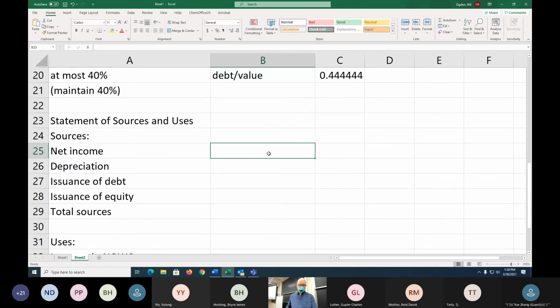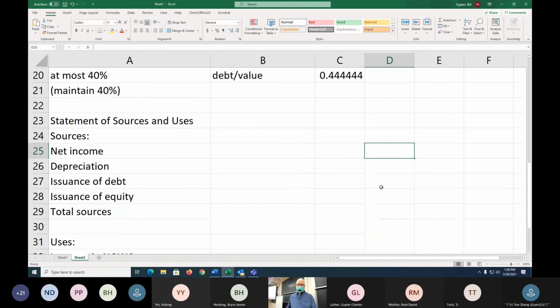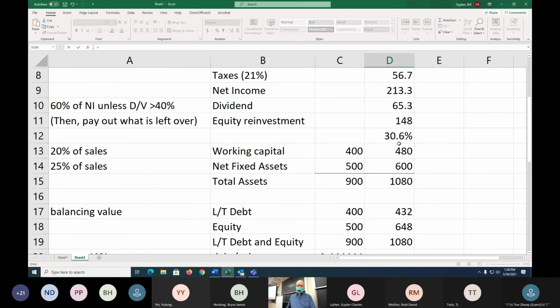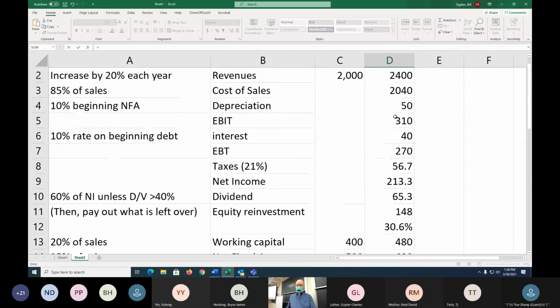Sources, net income. Let's go right over here so we match the year. I guess it'd be here, wouldn't it? Where are we at? Yeah, it'd be right here. Equals net income. Let's go up and get it. 213, looks good. Depreciation would be the 50, wouldn't it?